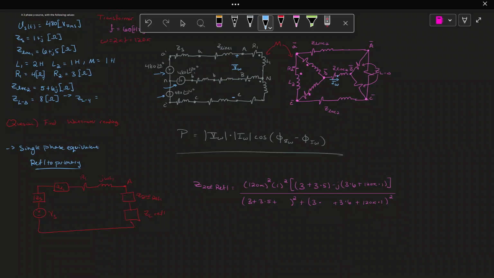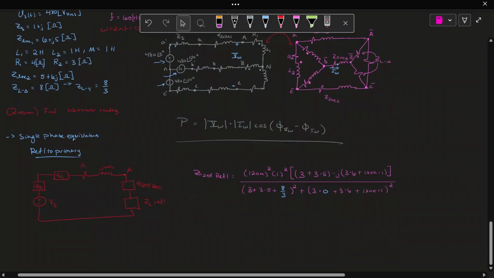We need to change Z delta to ZY. So what we need to do is divide by 3. So now we have it in ZY form, and now if ZLY only has a resistance, then we leave this as 8 over 3, and this becomes 0. All right, so that's our secondary reflected.